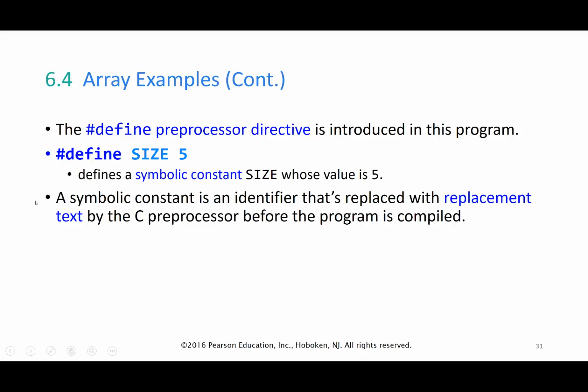This is a preprocessor directive. Again, this points out that the symbolic constant is replacement text by the C preprocessor. Before it compiles, it goes through and takes out the word size and puts the number 5 in. So it's not done every time you run the program. When the program is compiled and stored as an executable file, whatever the operating system is, the executable file will actually have the number 5 in it. It won't have the word size.